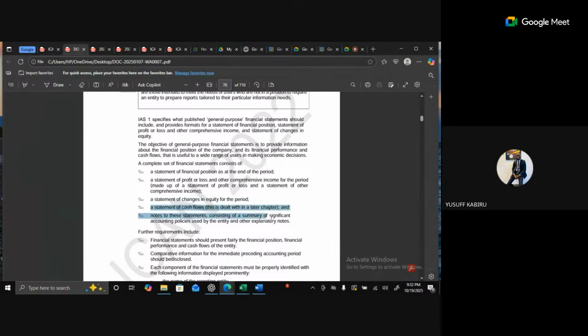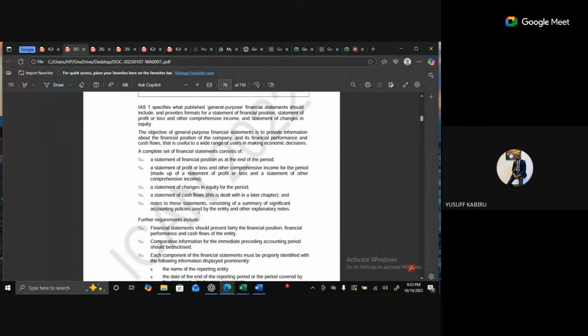Now, statement of cash flow, we treated this as a chapter on its own, right? It's just trying to focus on what? The cash inflow and outflow from the organization. How much actual cash did you receive, and how much cash did you spend within that period? That is just what cash flow is showing. How much came in, how much went out, and how much is left with you as at the end of that period. So that is basically what your cash flow statement is looking at.